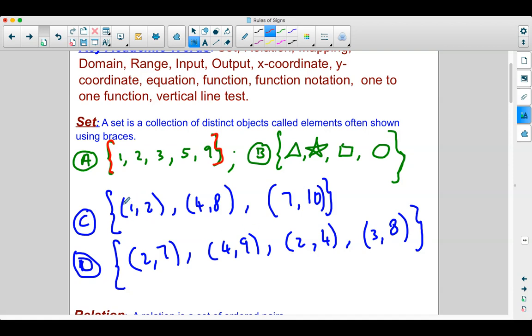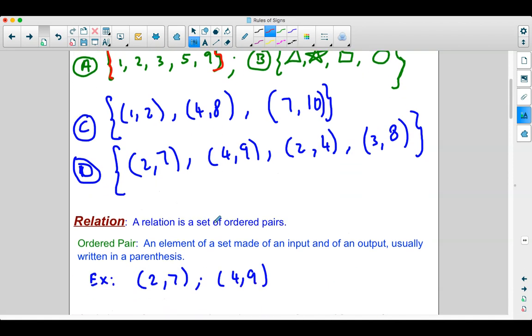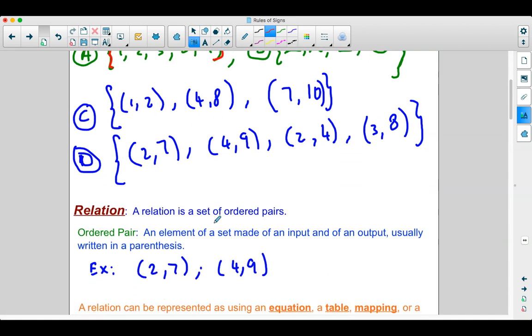Or they can even be ordered pairs. We are going to talk about ordered pairs later on. But C and D are sets of ordered pairs, where you have an input and an output. So each element is written that way.